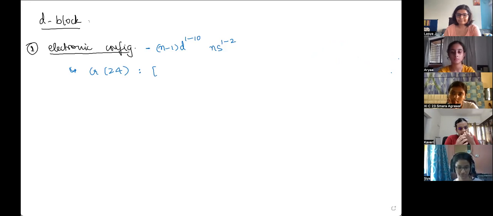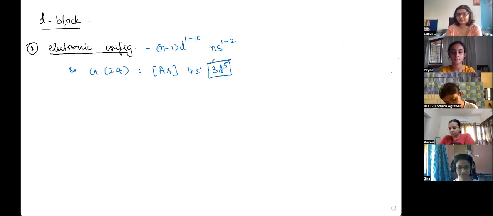Okay, so chromium, up to argon is 18. Uske baad, 3s, 4s1 and 3d5. 3d5, yeah. So yahan pe ideally it should be 4s2, but when it has a chance of a half filled orbital, the electron will jump to this for that extra stability.